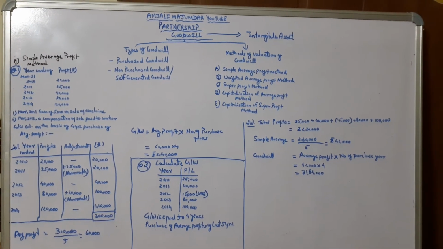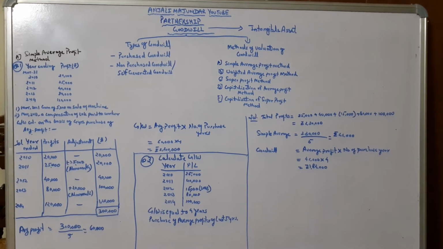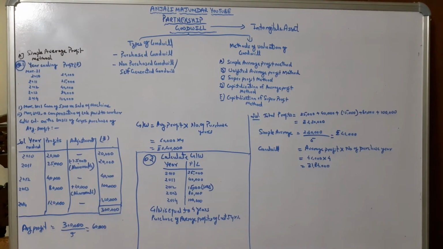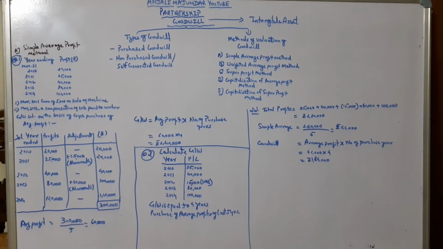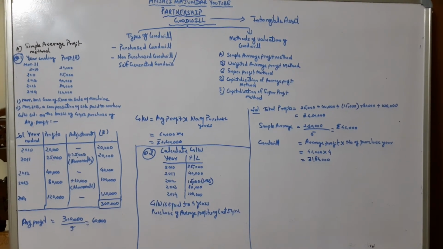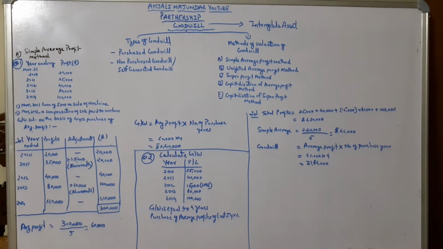So we have got 5 methods: simple average profit method, weighted average profit method, super profit method, capitalization of average profit method, and capitalization of super profit method. So here I will be explaining you the simple average profit method. What are the steps to calculate the simple average profit method?